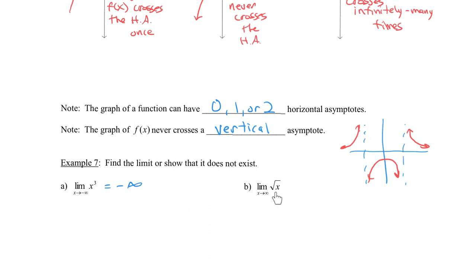And likewise over here, the limit of the square root of x as x approaches infinity is also going to be infinity. We can make this expression, the square root of x, as large as we want just by making x big enough. So the limit of that expression is infinity.